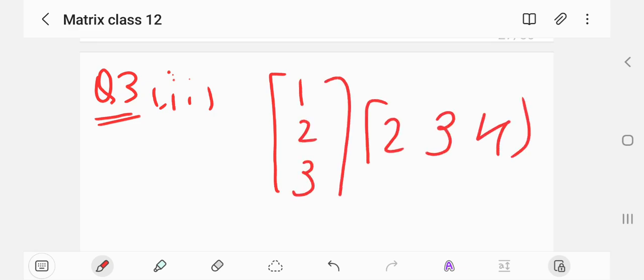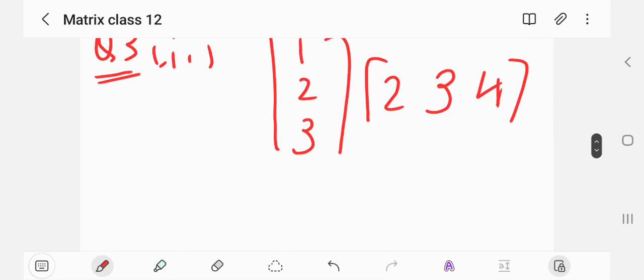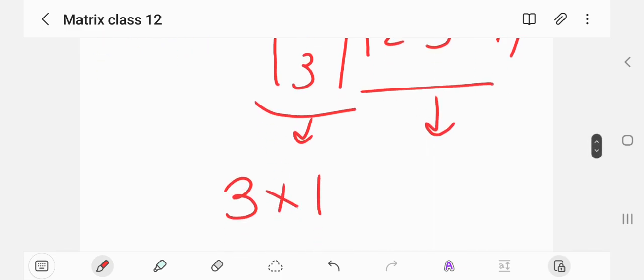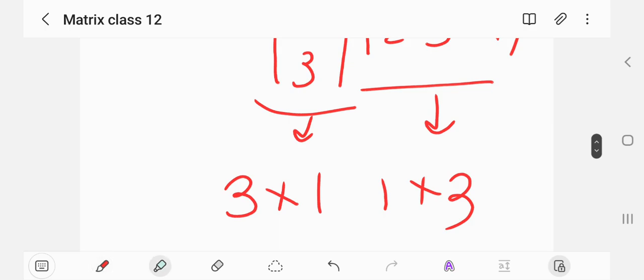1 2 3 and 2 3 4. Now let's again check whether the multiplication is possible or not. This is the very first duty. So what is the order of this matrix? The order of this matrix is 3 by 1. This matrix has order 1 by 3. Since the number of columns is equal to the number of rows here, matrix multiplication is very much possible.